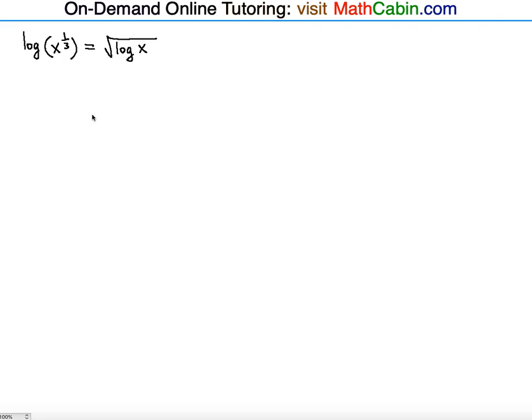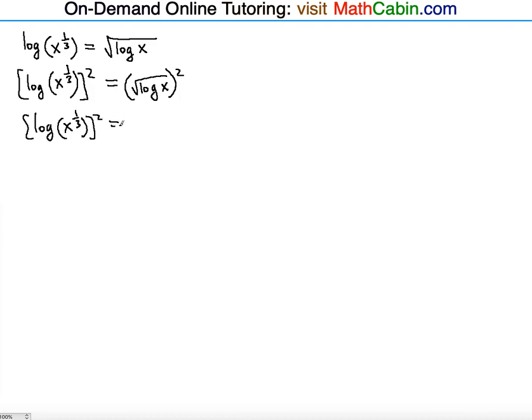To solve the equation log of x to the 1/3 power is equal to the square root of log of x, first I'm going to square both sides to get rid of the square root on the right side. Square the left side and square the right side. So what we're going to get is log x to the 1/3 power squared is equal to log of x, because squaring the square root gives you the inside without the square root.